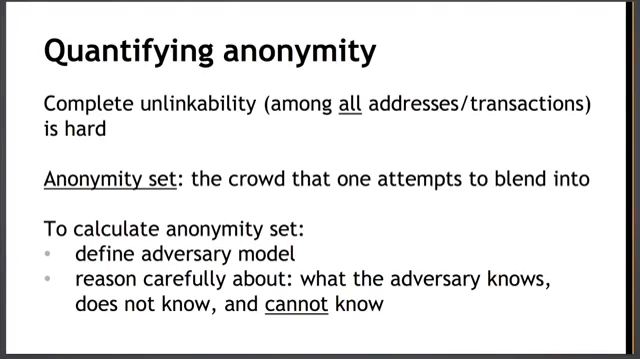And calculating this anonymity set is not trivial at all. It takes a few steps. You have to first define concretely what your adversary model is. And you have to reason carefully about what that adversary knows, what they don't know, and what they cannot know. And there's no general formula for doing this. It requires carefully analyzing each protocol and system and doing it on a case-by-case basis.